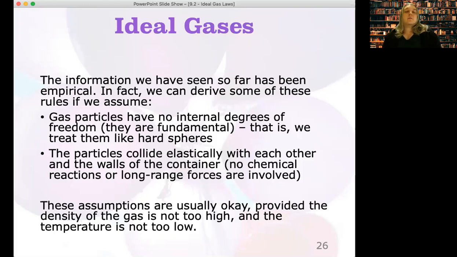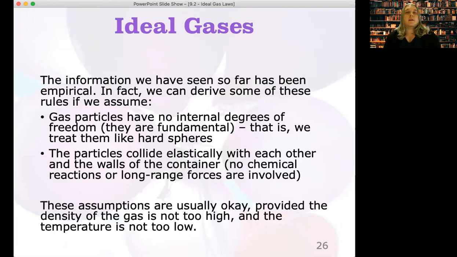And they're actually surprisingly good assumptions, provided we keep the density of the gas low-ish. Don't get too dense. Remember, density is the amount of mass per unit volume. So density of a gas is basically saying how many particles you are shoving into that container. If you don't shove too many in, the density doesn't get too high, and then we can say that the ideal gas equations hold pretty well.